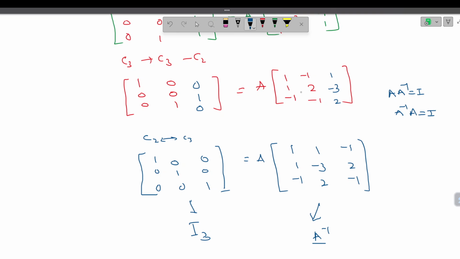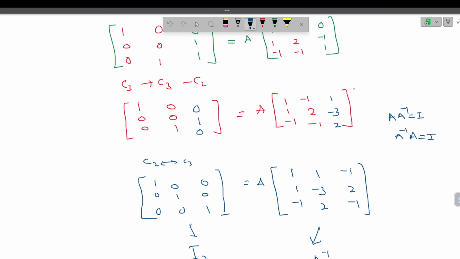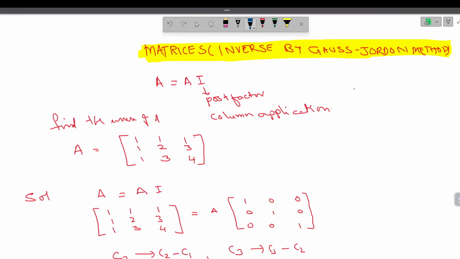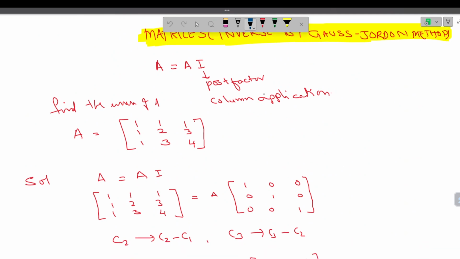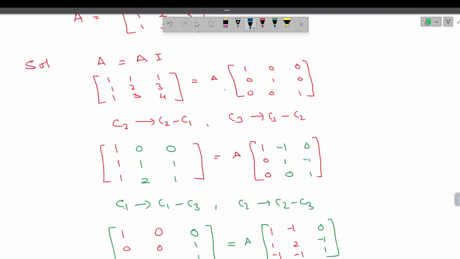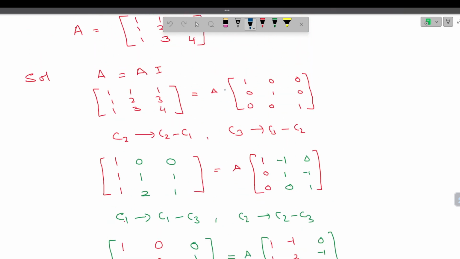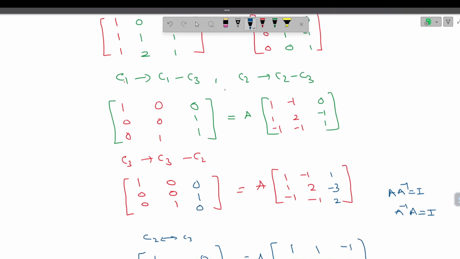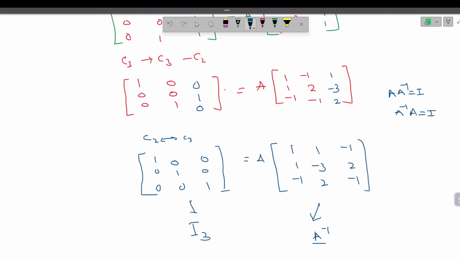This we have done by the column application approach, applying the columns. If you write the post factor, it is column application. If you write the pre-factor, it is row application. We have done everything by column application, reducing A to the identity. In that process, I has changed to something, and that something is nothing but A inverse for us.